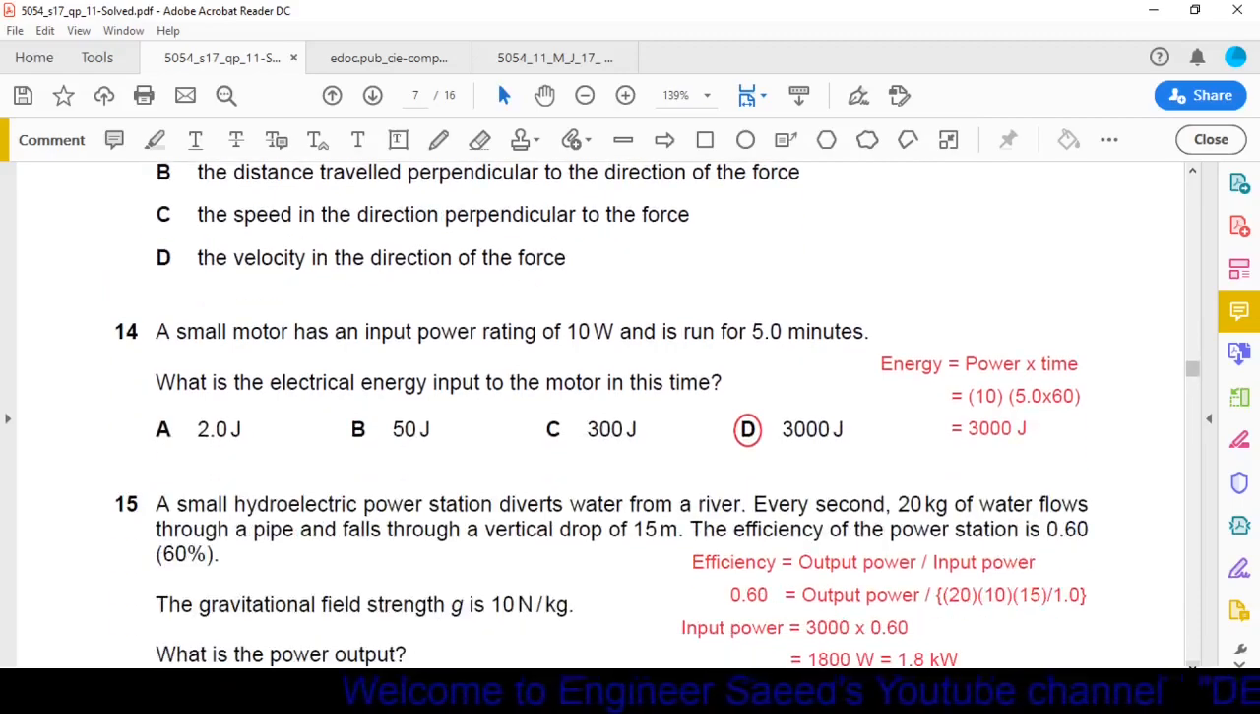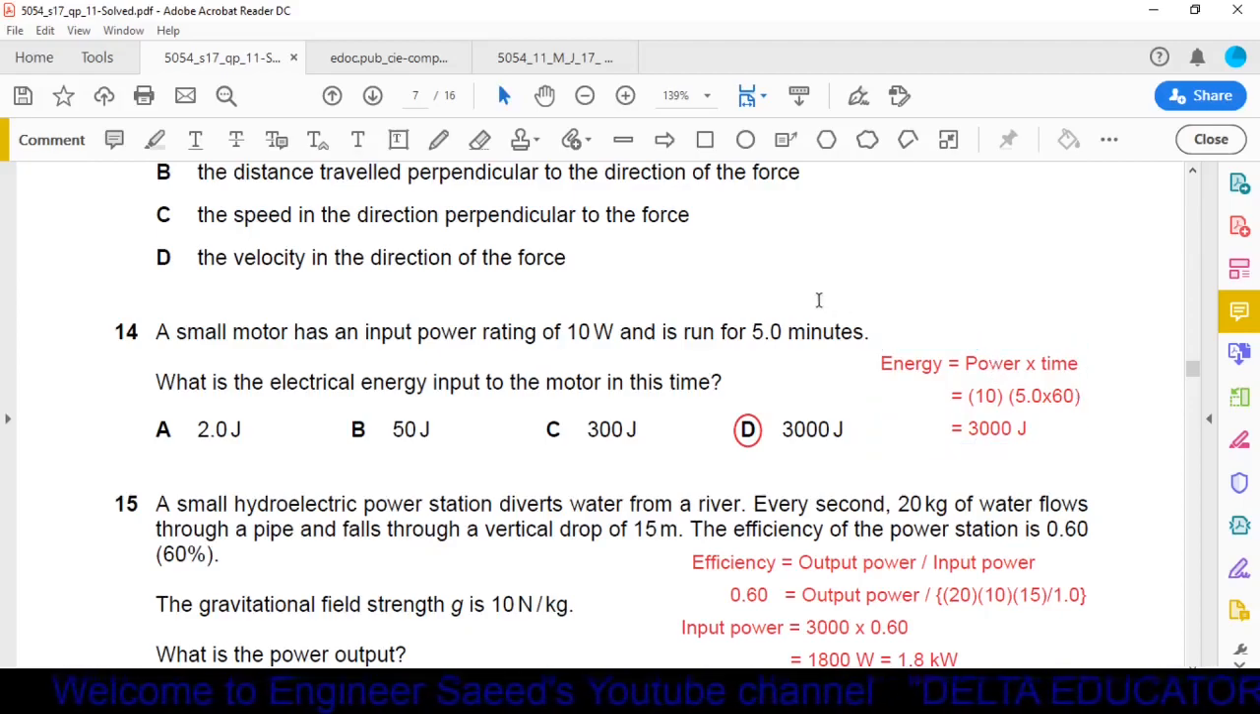Question number 14. A small motor has an input power rating of 10 watt and is run for 5 minutes. What is the electrical energy input to the motor in this time? Okay, power is given as energy over time. So energy will be equal to power into time. Now power is given, 10 watts, and time is 5 minutes.